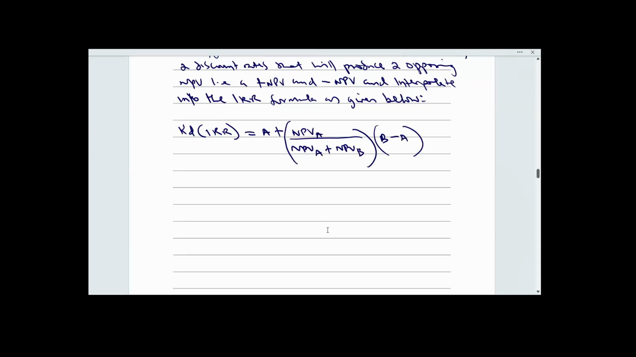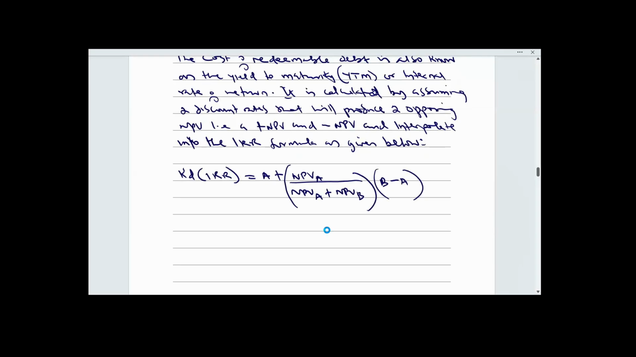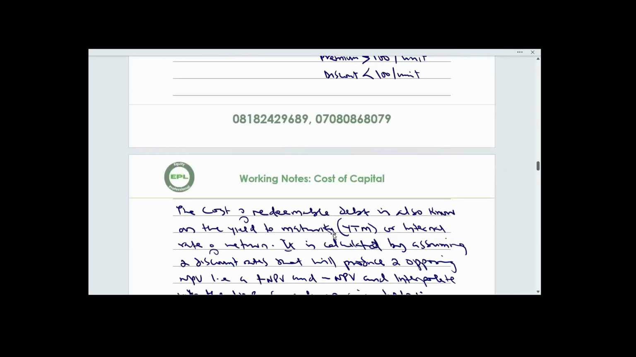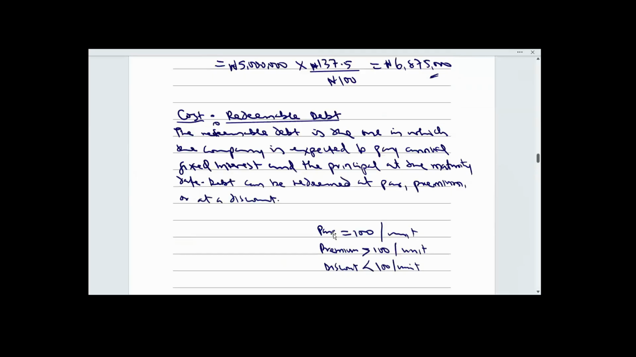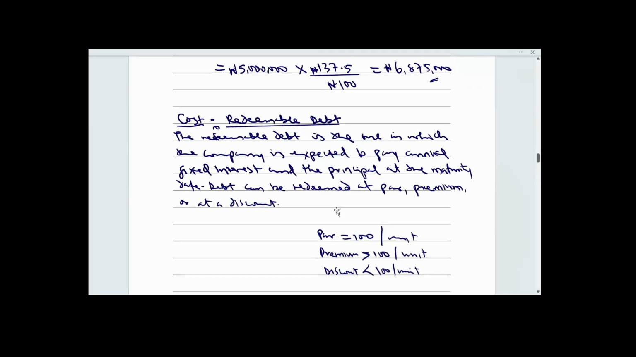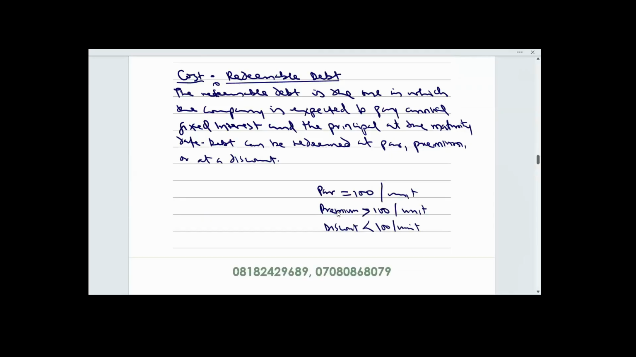All right. So it's as simple. We did a similar thing last week under cost of redeemable preference share. So it's the same thing. Whenever you are asked to calculate cost of redeemable debt, simply go ahead and calculate internal rate of return. It's as simple as that.